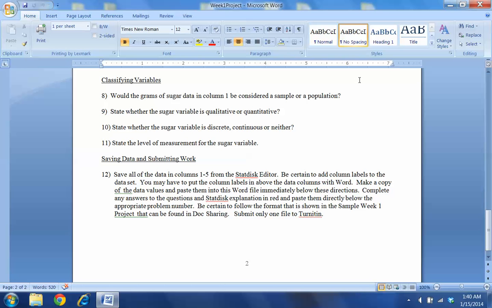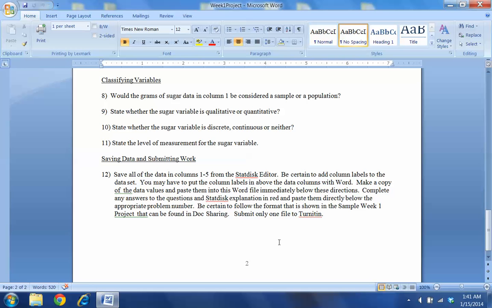Now, you have to answer some things about variables being qualitative or quantitative. And then if quantitative, is the variable discrete or continuous? And then something else related to that, but a little bit different, is this thing called level of measurement. I'm going to go over that to give you an idea.